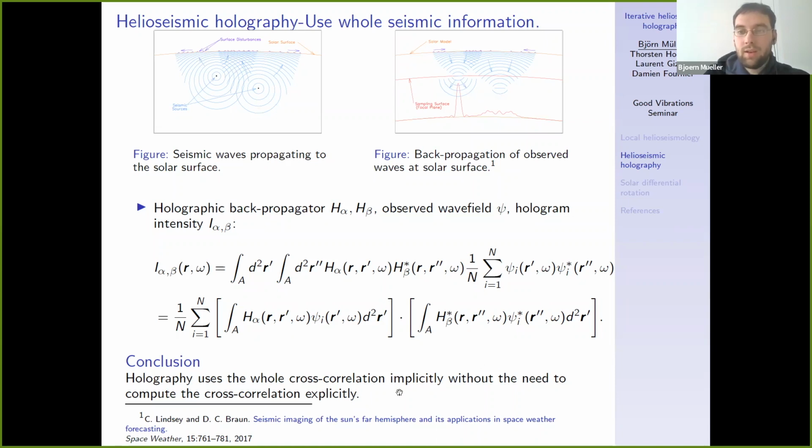But there is no need anymore to really compute this quantity. So it's a big advantage, and we want to use this in our inverse problems, in our iterative setup for inverse problems.